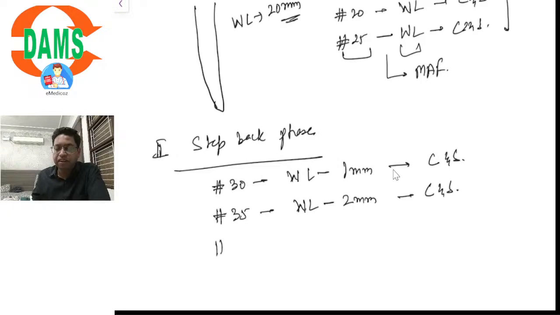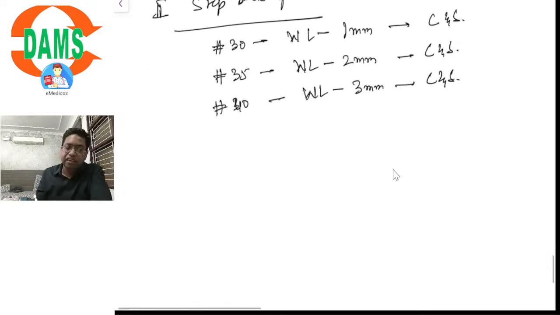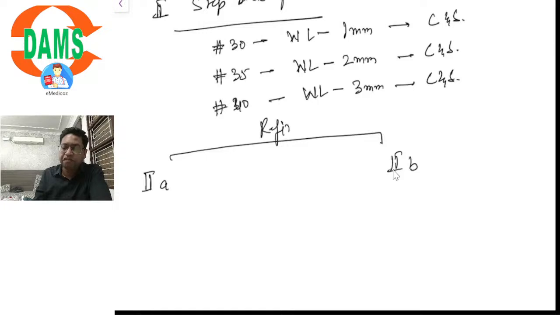Cleaning and shaping. Next higher size would be taken 3 millimeter short of working length, and cleaning and shaping was done. This is called step back. We are stepping back from the root apex, moving upwards. That's why it is called step back preparation. And then there is phase 2A and phase 2B, which together constitute the refining phase.